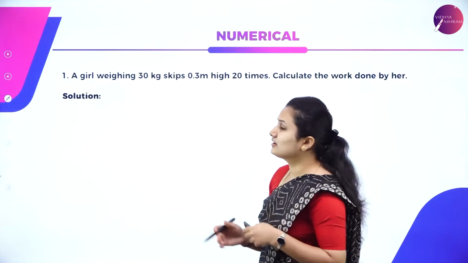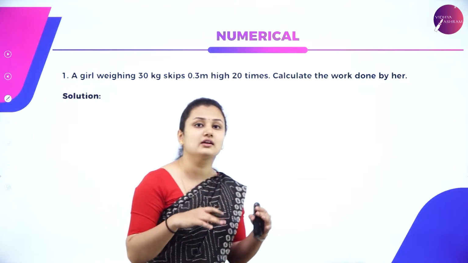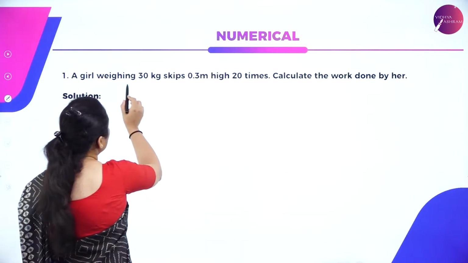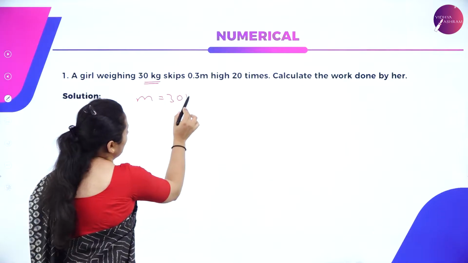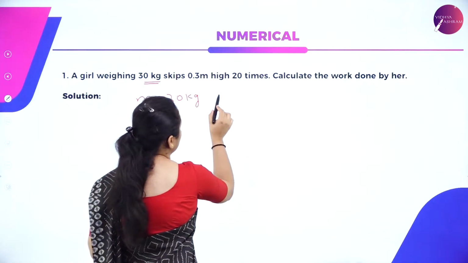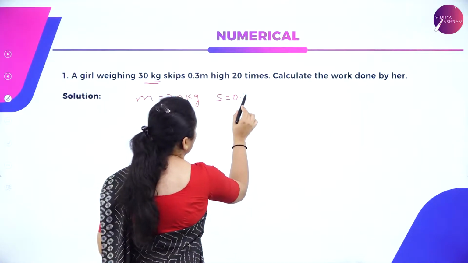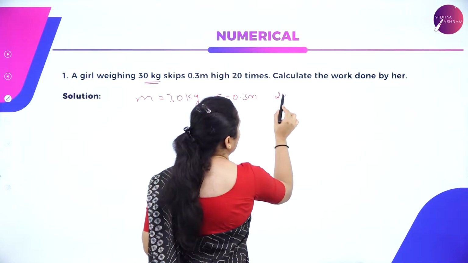So next, you can solve a numerical, so that will help you to understand what work is much better. A girl weighing 30 kg. So mass is given, it is 30 kg. Skips 0.3 meter height. That means displacement is given, 0.3 meter. Height 20 times. So it is 20 times.